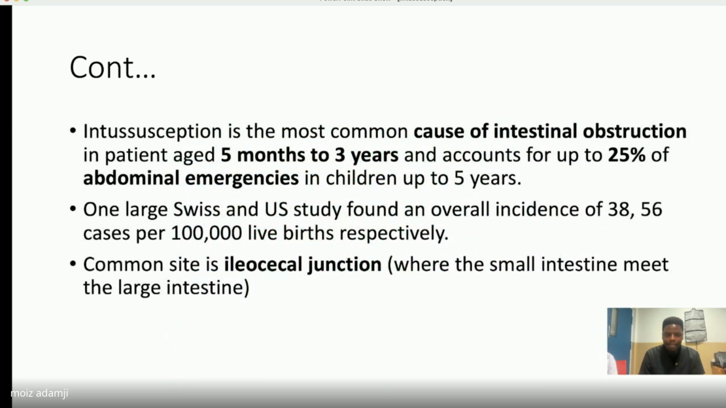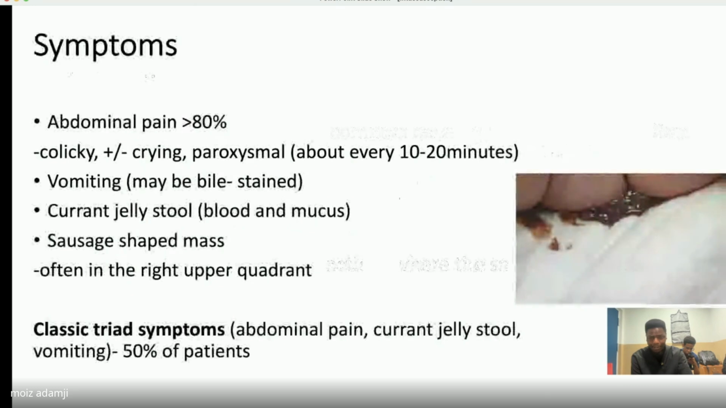So intussusception is the most common cause of intestinal obstruction in patients aged 5 months to 3 years, and accounts for about 25% of abdominal emergencies in children up to 5 years. Studies done in Switzerland and the USA found an incidence of 38 and 56 cases per 100,000 live births, respectively. And the most common site of intussusception is ileocecal, at the ileocecal junction, where the small intestine meets the large intestine.